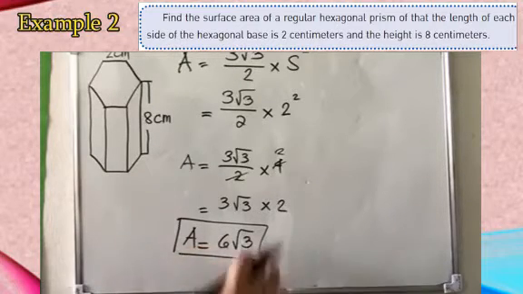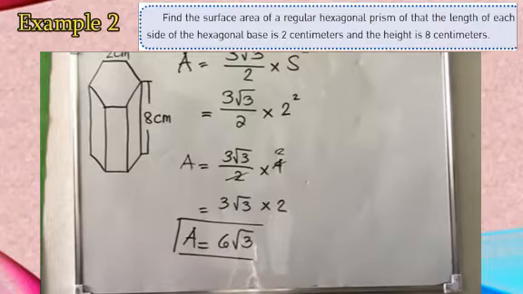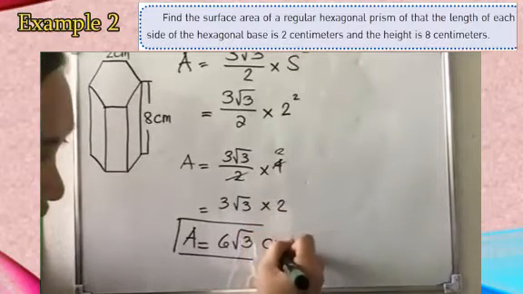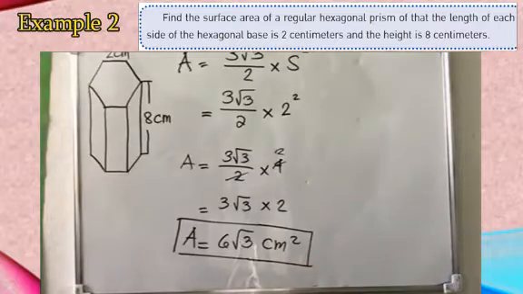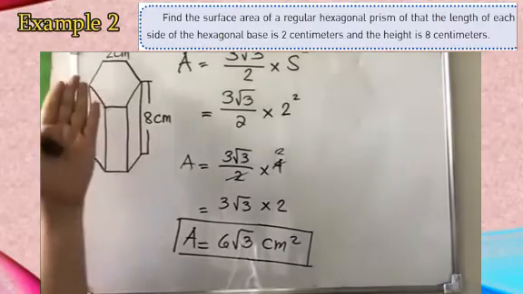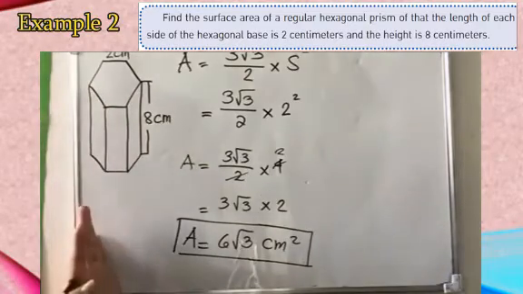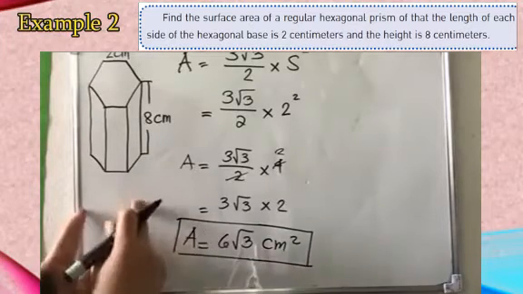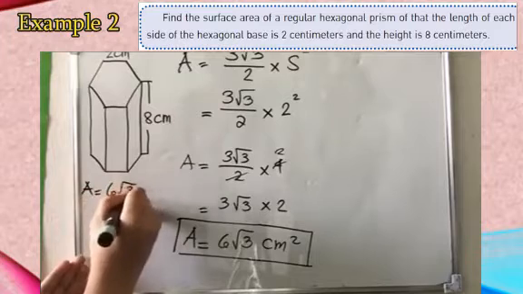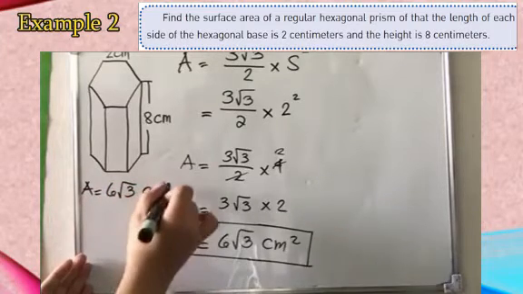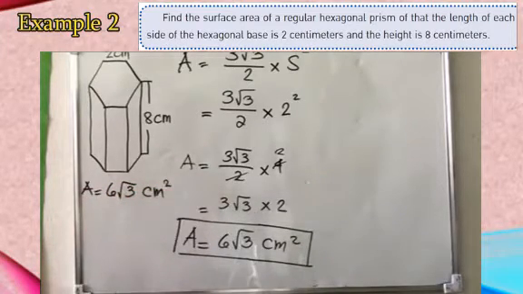So this is the area of our base hexagon, 6 square root of 3 centimeters squared. We will write this on the side: the area of the base is equal to 6 square root of 3 centimeters squared. Okay, so let's try to find the lateral area.